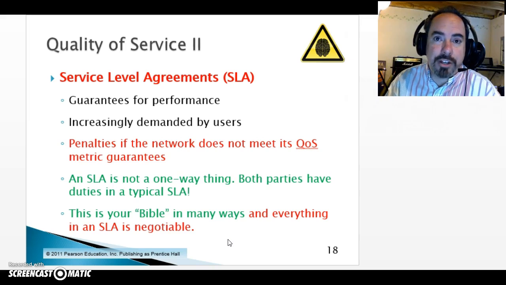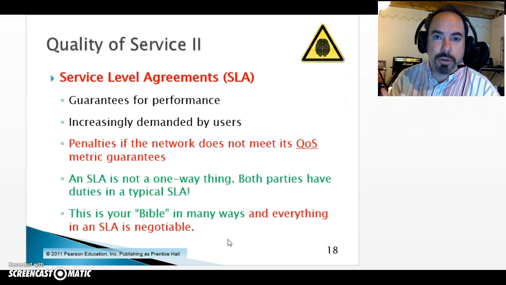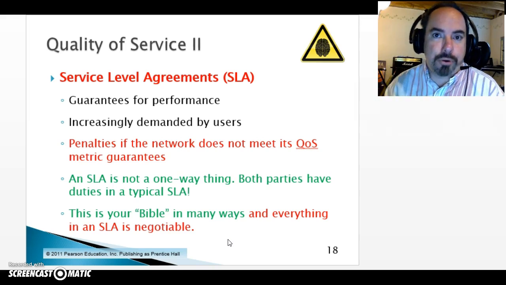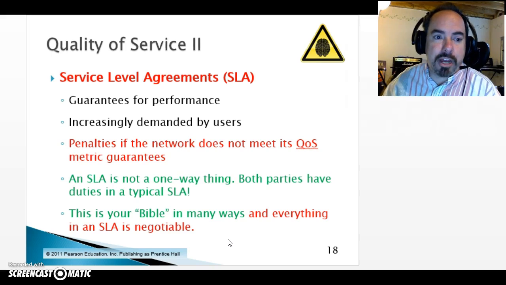So the SLA is what drives everything. It's possible to have an internal SLA just with your internal employees. Using ITIL language, this is called an operating level agreement, an OLA, but it serves the same purpose. An SLA is typically with an external provider.